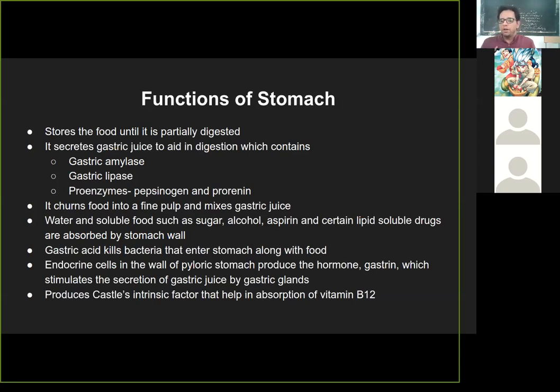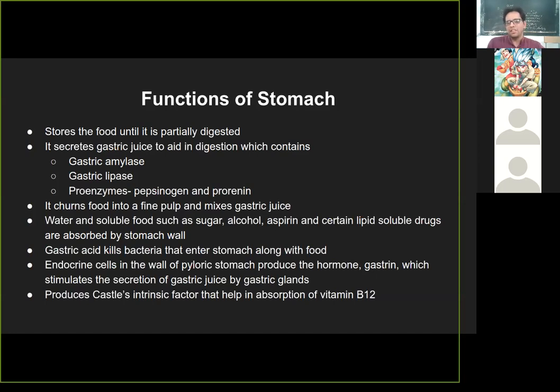Those alcohols, because they also open up the pores within the wall of the stomach, they can get easily absorbed. Aspirin, which is your drug for headache or body ache, can get absorbed through the stomach, and certain lipid soluble drugs, because there is enough mucus present on the walls of the stomach, these lipid soluble drugs can easily get absorbed as well.